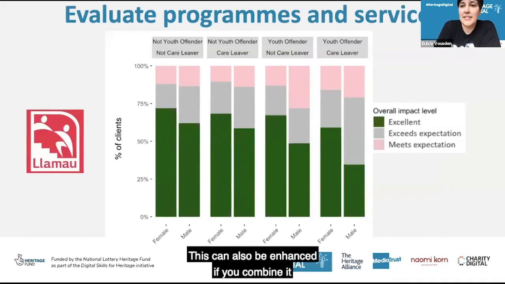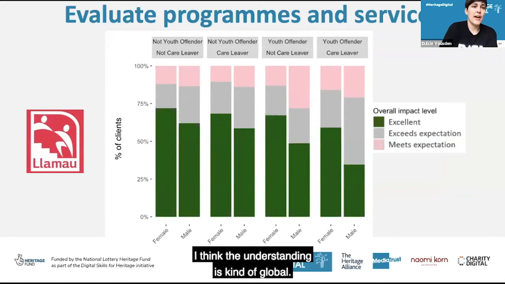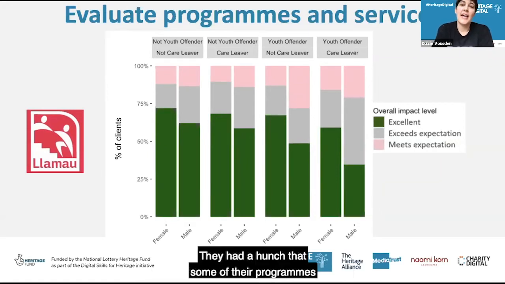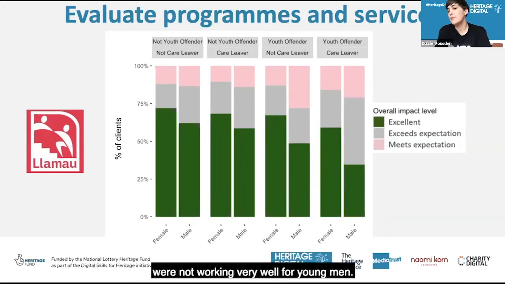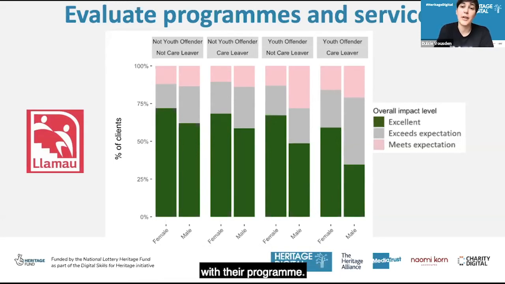This can also be enhanced if you combine it with the segmentation that we talked about earlier. So this is an example from the heritage sector, but from an organization that we've worked with. And I think the understanding is kind of global. So this is with a Welsh charity called Clymai, who work to reduce youth homelessness. And they had a hunch that some of their programs were not working very well for young men, especially those who'd been in care. And this was who they were trying to target with their program.